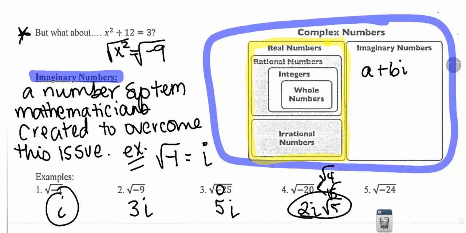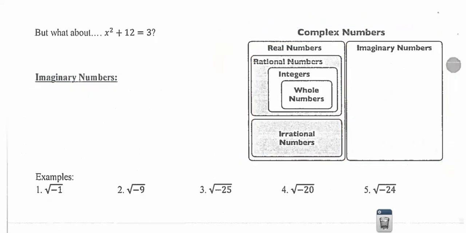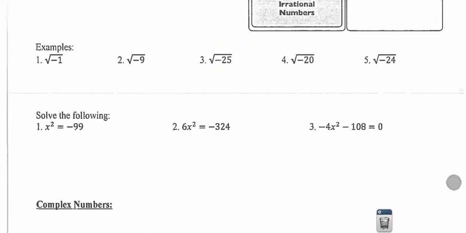So if I were to do 5, the square root of -24, so negative becomes an i. That comes out. 4 and 6, square root. So it's going to be 2i rad 6. Okay? Let's go ahead and keep going here.